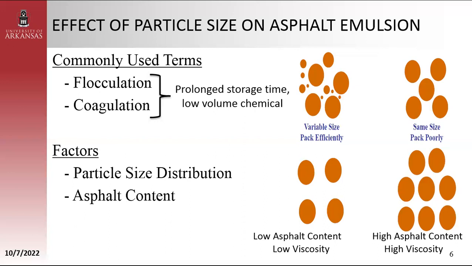There are two phenomena, flocculation and coagulation, that are categorized based on particle size. Flocculation means that the particles start clogging to each other, but coagulation means that they are fully stuck to each other, so their particle size is a little bit higher. It is mainly due to prolonged storage time and fewer chemicals used in the asphalt emulsion.